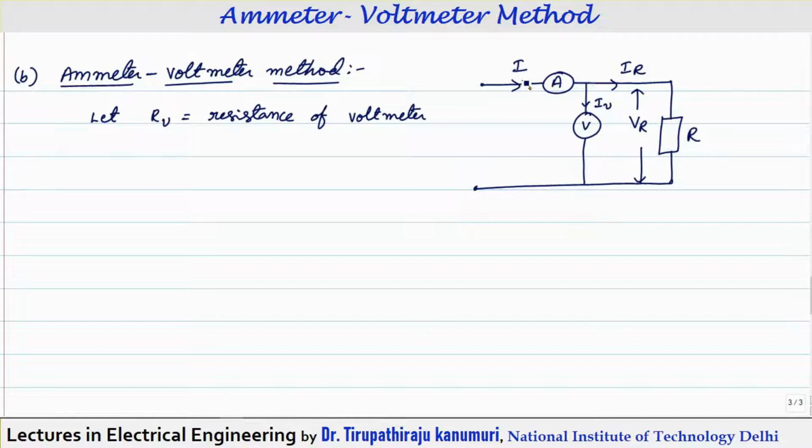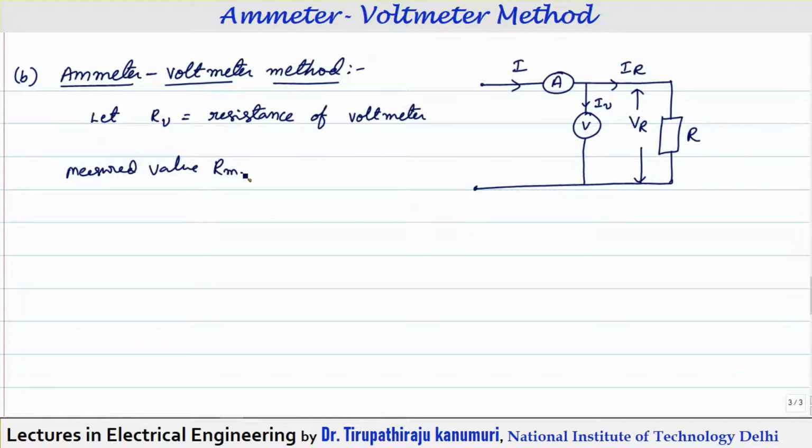But the current measured by the ammeter will be the sum of the current drawn by the voltmeter plus the current drawn by the resistor. That means the current passing through both will be measured by the ammeter. It is the sum of both the currents. So again here I am taking, let Rv be the resistance of the voltmeter. Then we can tell that the measured value.